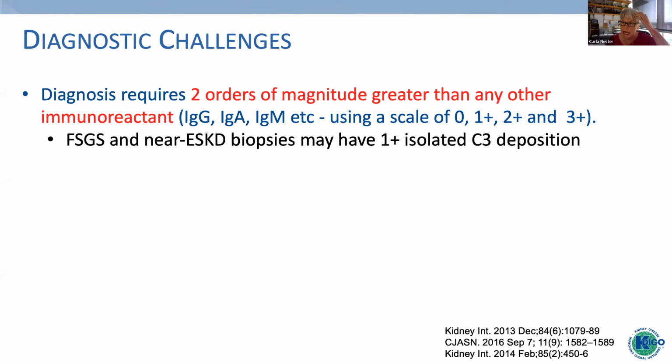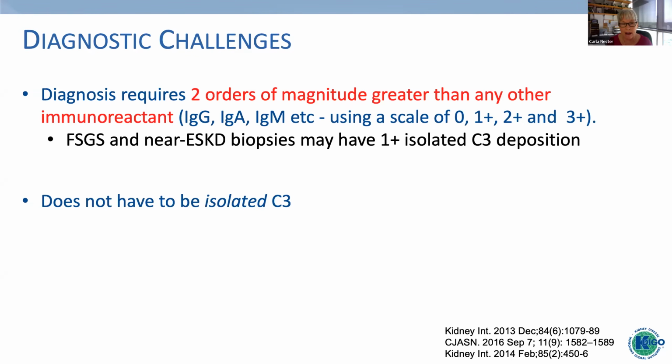You can find data to support that FSGS patients can have C3 deposition. It's often associated with IgM, of course, but they can have C3 deposition. And if you're not careful to pay attention to this, you can rope in some FSGS patients to this diagnosis. Similarly, in my experience, end-stage kidney disease biopsies often have trace to 1+ C3 deposition. So keep that in mind when you're trying to label whether someone actually has C3G or not.